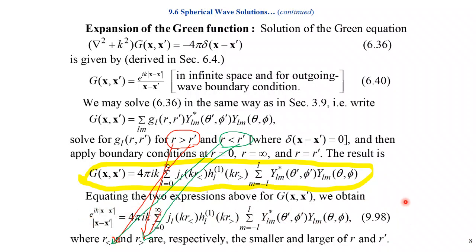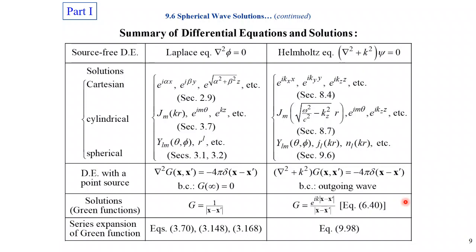How about the others? Equation 3.70, 3.148, and 3.168. 3.70 is in Cartesian coordinates. In cylindrical coordinates, it is 3.148. In spherical coordinates, 3.168. Okay, what's next?